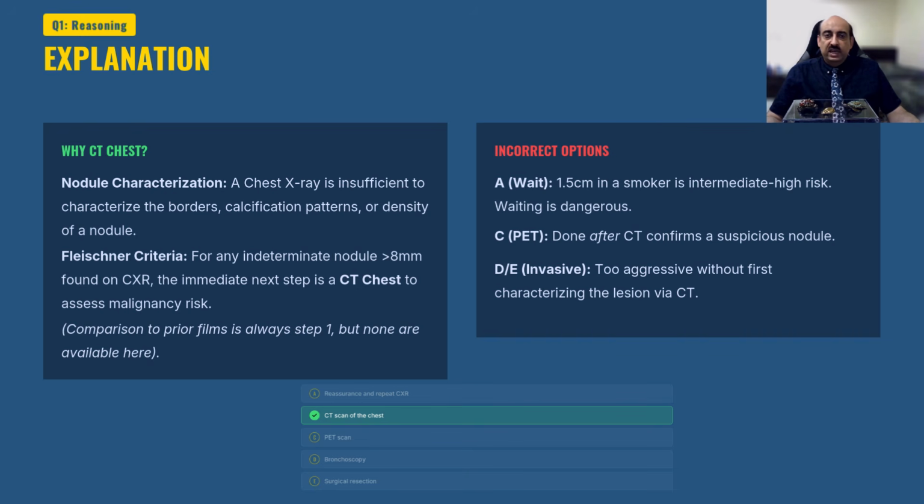Option C, PET CT will be required, but after the confirmation with the CT thorax. And D and E, bronchoscopy and surgical resection, might be needed eventually down the line, but not until the CT scan or PET CT scans are done. So remember, the question was, what is the next best investigation? This is the clue here.